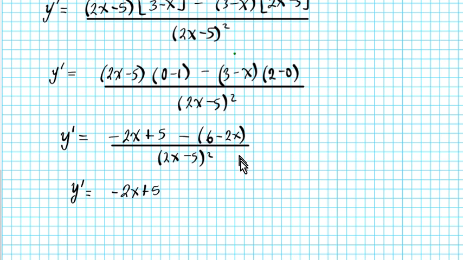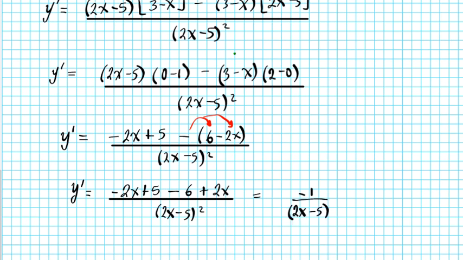Now you want to be careful here to avoid making a mistake. If you have a minus here, don't forget to distribute the negative sign to both terms in the parentheses. This is a mistake most students make. They forget to distribute the minus to the second term. So you're going to have negative 6 plus 2x. We can simplify further: negative 2x plus 2x cancel out. If you combine negative 6 and 5, you have negative 1 over 2x minus 5 quantity squared.